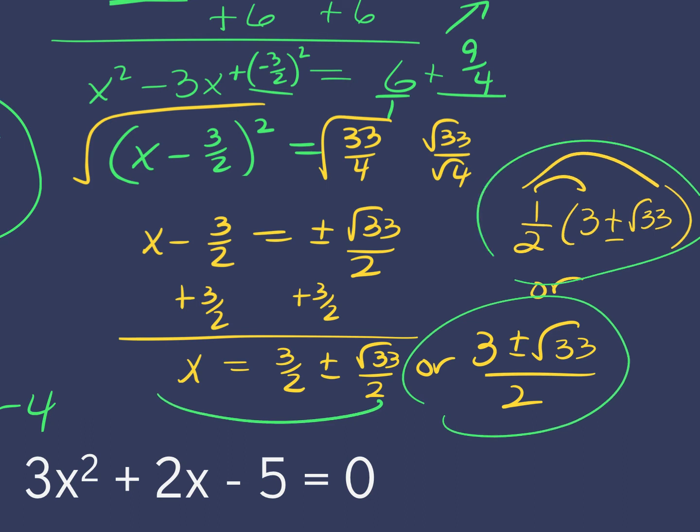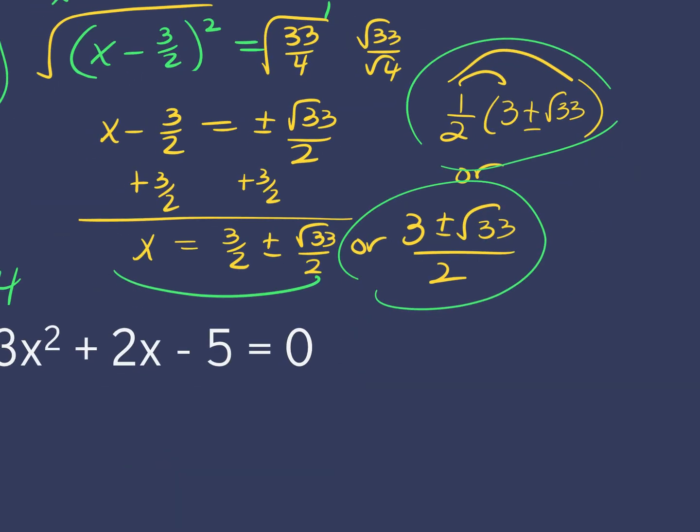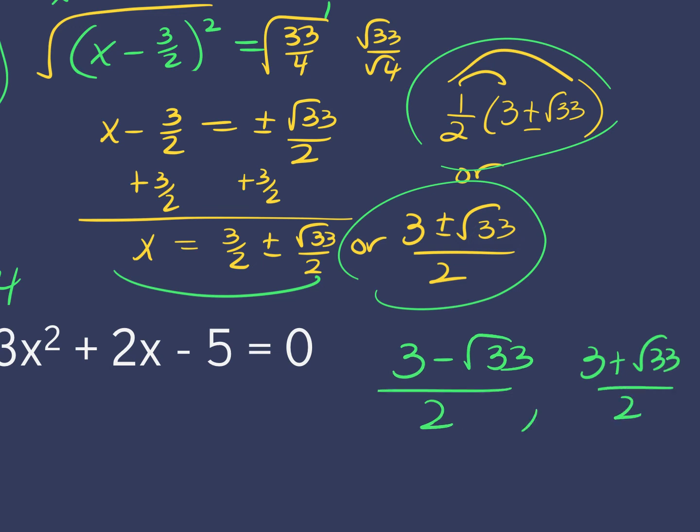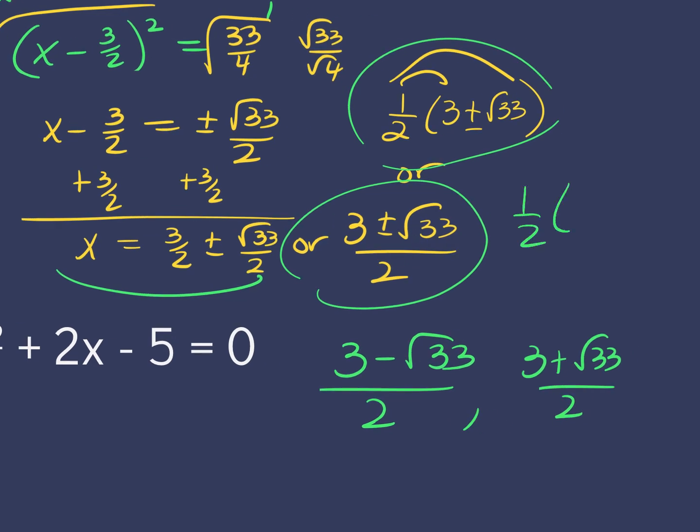Remember, WebAssign wants you to pull apart the plus minus. WebAssign is going to want you to enter it like 3 minus the square root of 33, over 2, and then 3 plus the square root of 33, over 2. Or you could take the 1/2 one: 1/2 times 3 minus the square root of 33, and then 1/2 times 3 plus the square root of 33. Any of these WebAssign will take, and you separate them with a comma. All right, here we go. Now it changes up a little bit.